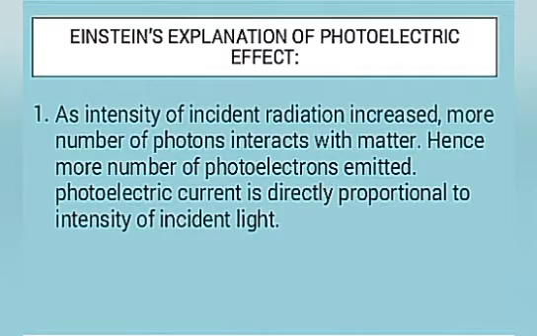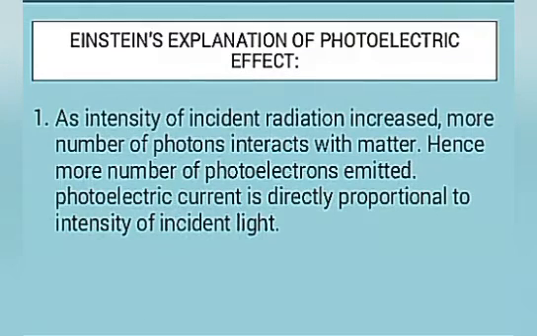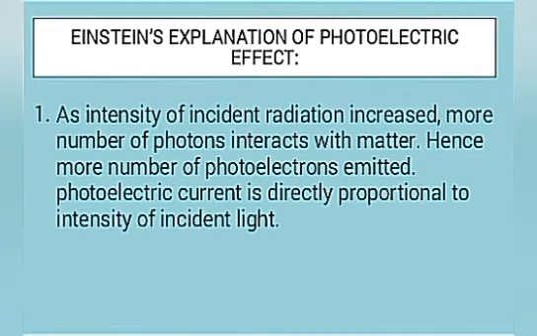So the first one is, as intensity of incident radiation increases, more number of photons interact with matter, hence more number of photoelectrons are emitted. That's why photoelectric current is directly proportional to intensity of incident light. So what it means? Here, according to Einstein, photocurrent is directly proportional to intensity. So how did Einstein justify this?